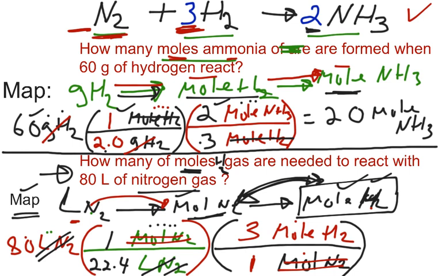We say 80 times 1 is 80. 80 times 3 is 240. Now 240 divided by 22.4. I've got my calculator right here. I'll clear everything. 240 divided by 22.4. Enter. That gives me approximately 10.71. So see if we got the same thing: 10.71 moles of H2. So that's how you can do conversion factors using the mole, guys.